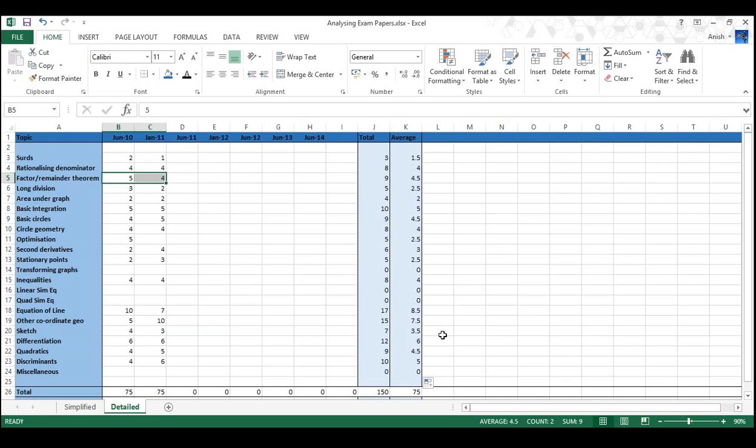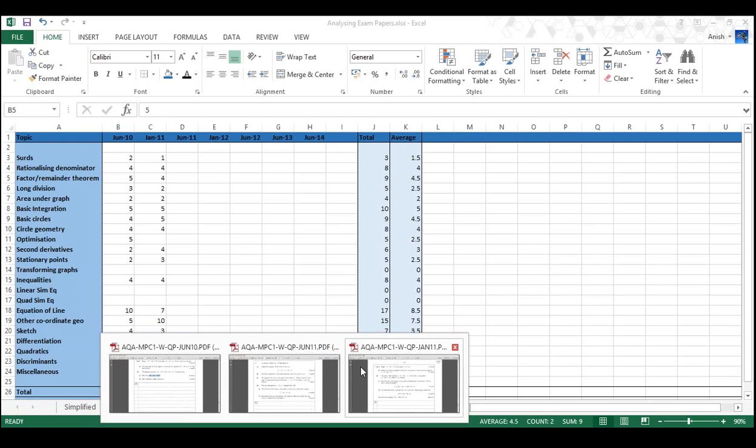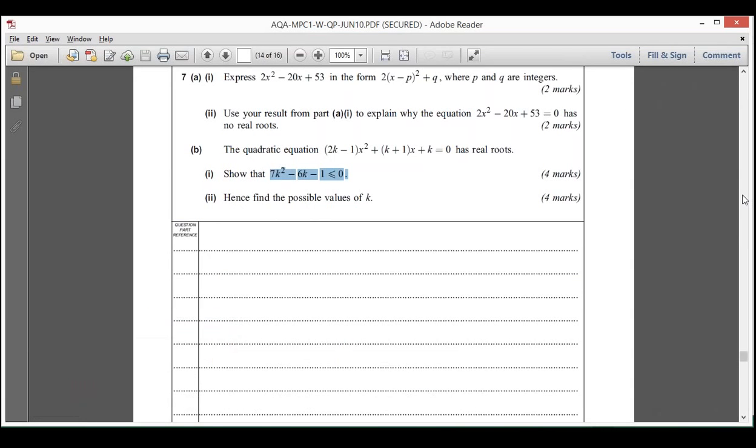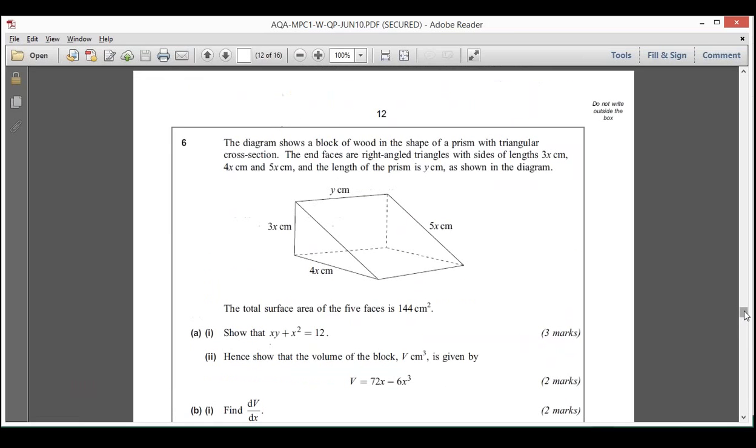One of the questions, what is optimization? Optimization is a core 1 topic for AQA and a core 2 topic for Edexcel. You did AQA, so it would be in your core 1. It usually involves areas and volumes, and you've got to show that this contains the maximum volume or the minimum volume. Usually when it's volume, it's the maximum. And the first part of it will be getting these equations here.